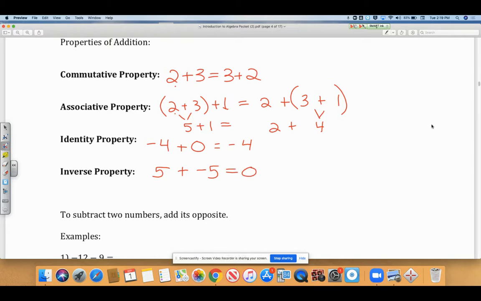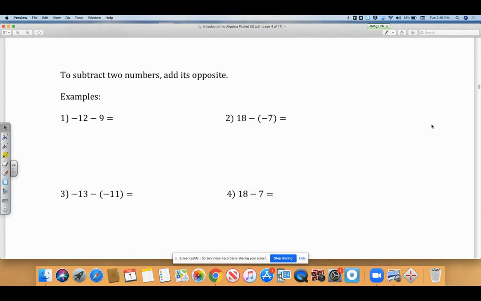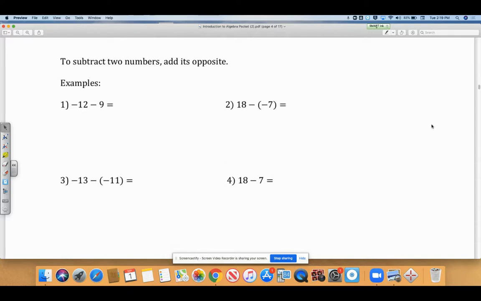Okay? So let me erase this and then scroll down to some more problems here. Okay, so scrolling down is subtraction. So subtraction can be thought of subtracting two numbers as its opposite, or you can think of the number line again. So for the number line example, if we start at -12, and we're taking 9 away, that means it's getting smaller. Subtraction means the number's getting smaller.